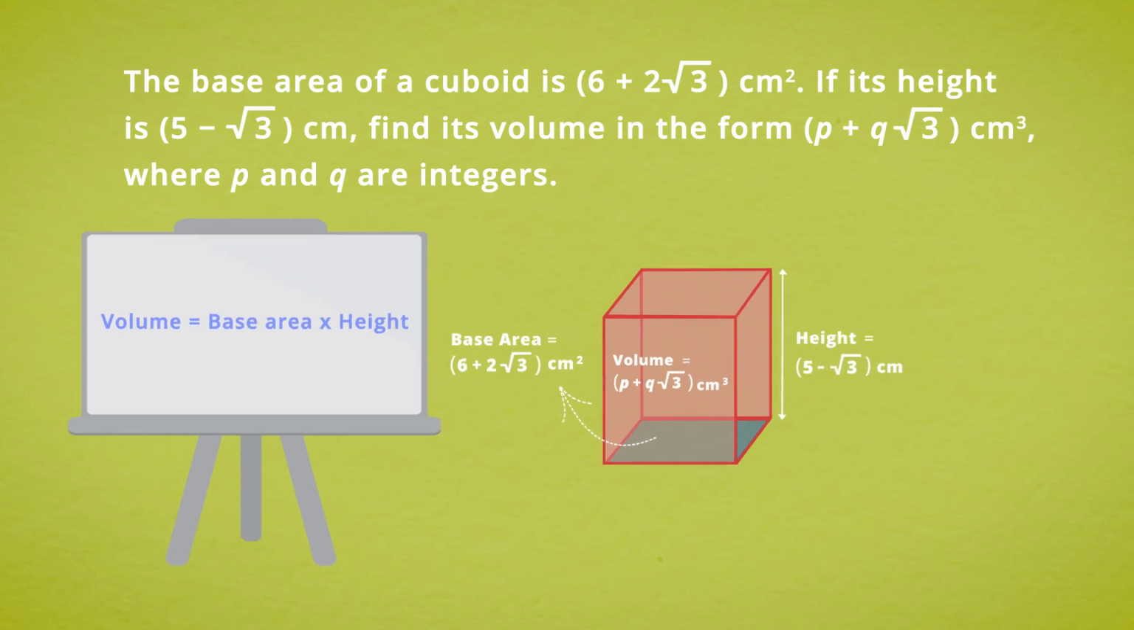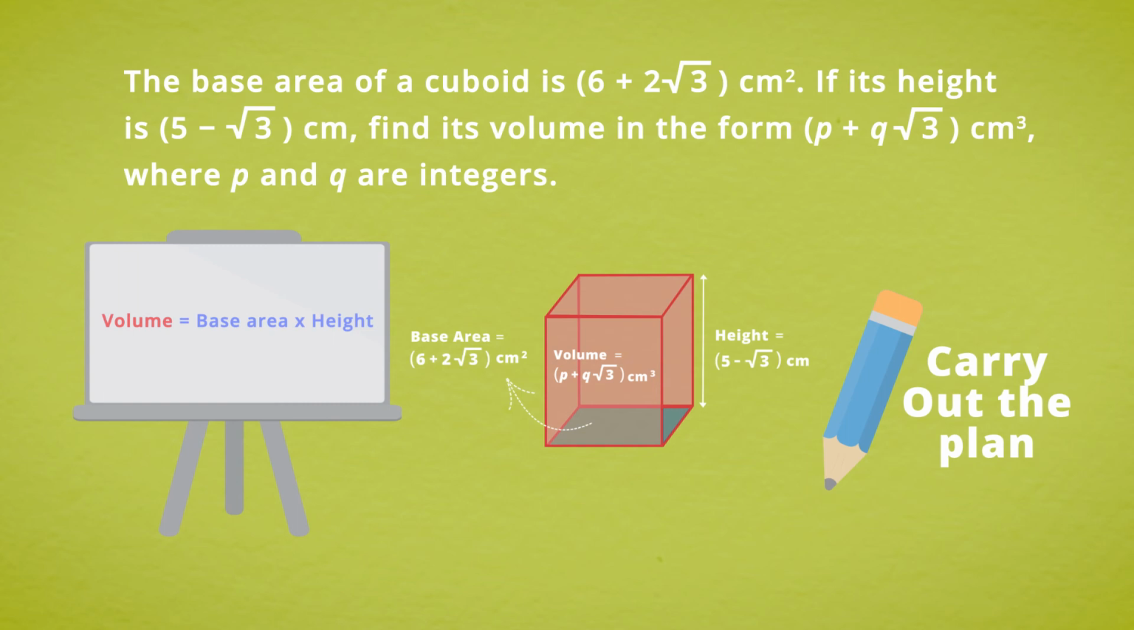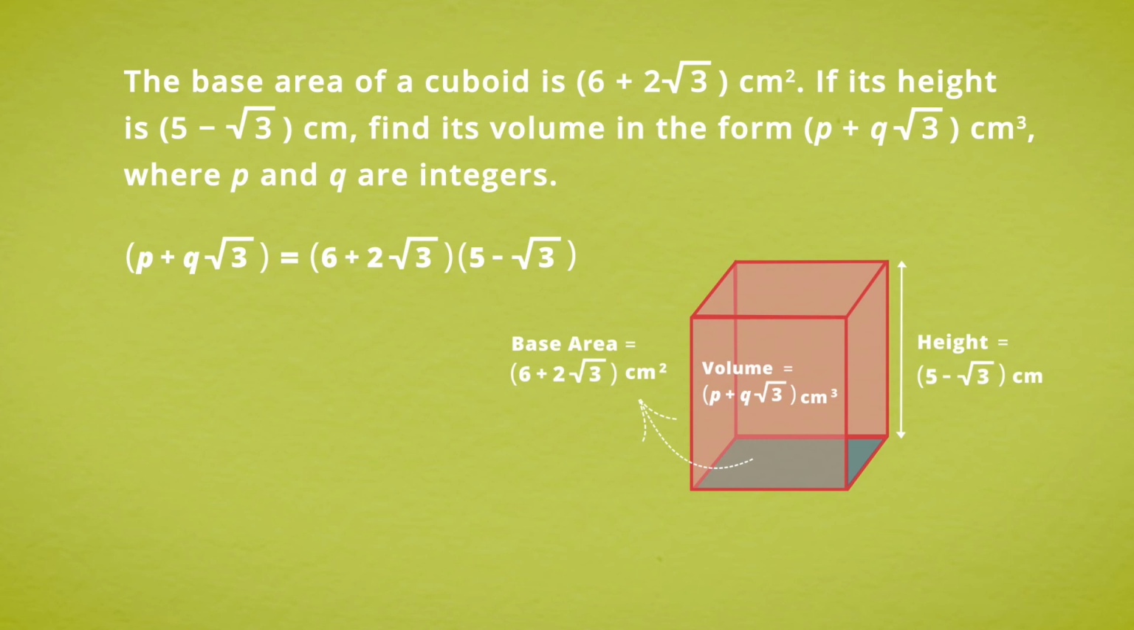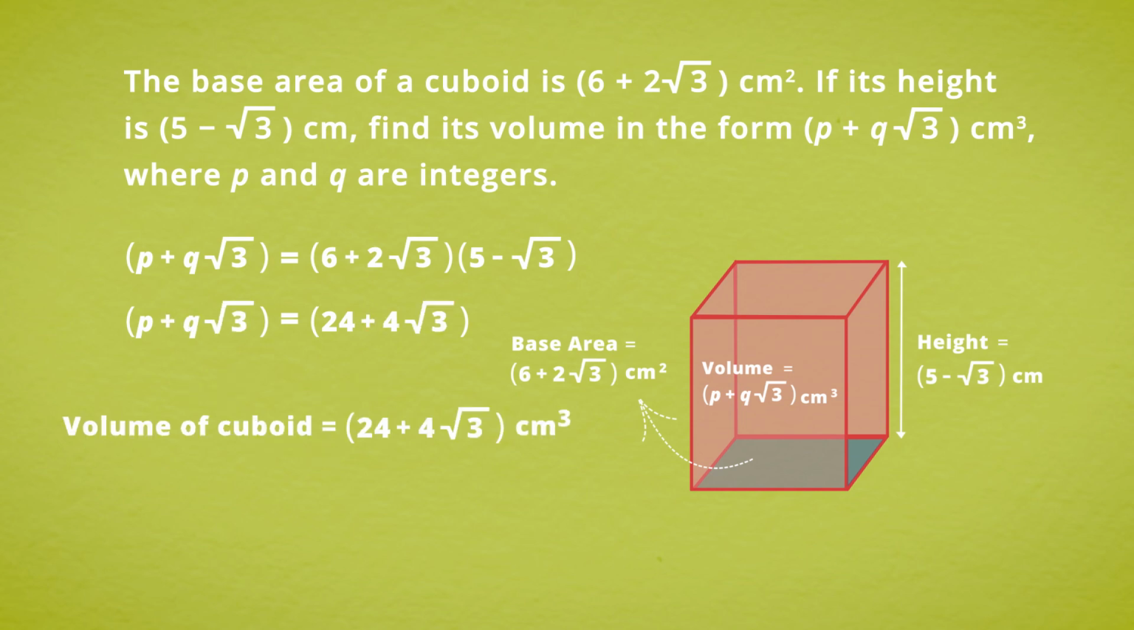Next, it's time to carry out the plan to find the volume of the cuboid. Replacing by what we know will give us this. Do you know what to do now? That's right. We can simplify this expression to this. By the equality property, we can equate the rational terms to obtain the value of P and equate the terms with the same surd to obtain the value of Q by comparing their coefficients. So the volume of this cuboid is 24 plus 4 times square root of 3 cubic centimeters.